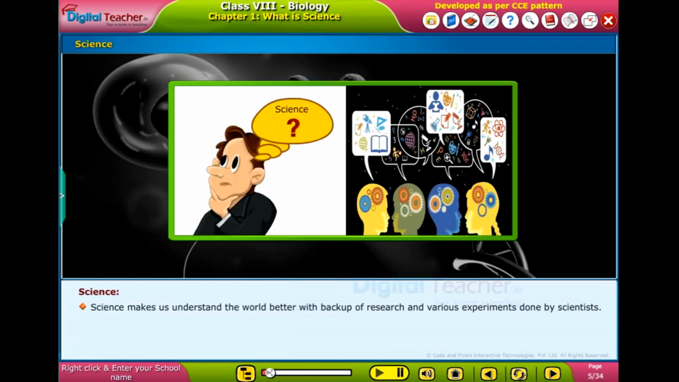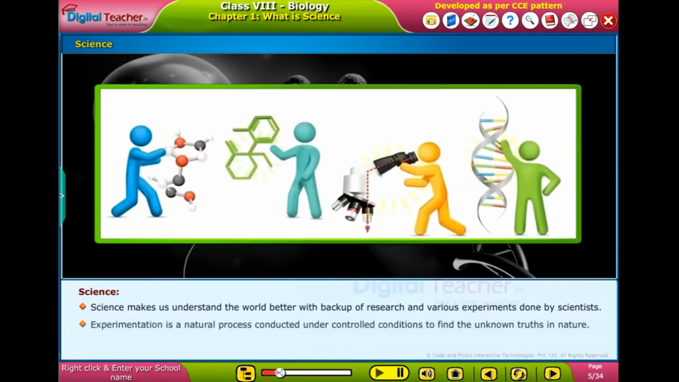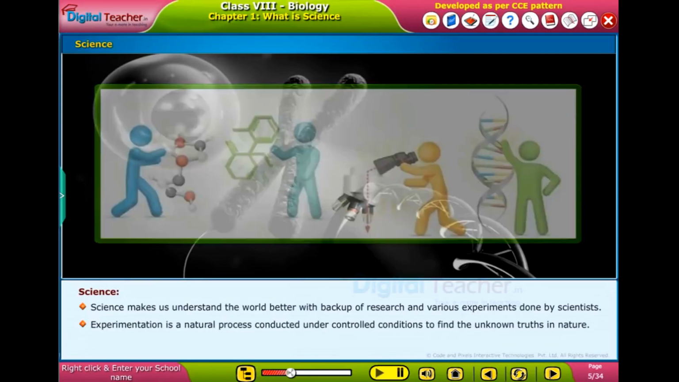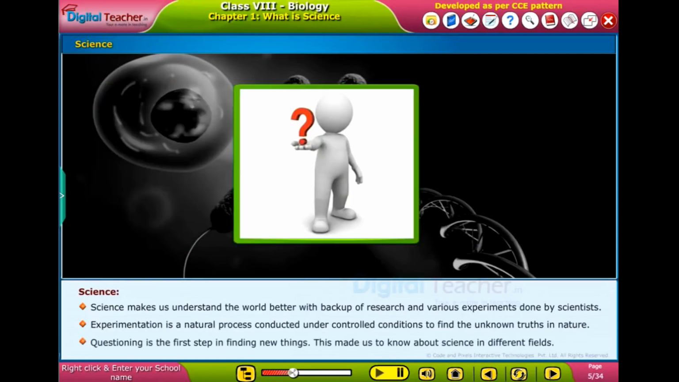Science makes us understand the world better with backup of research and various experiments done by scientists. Experimentation is a natural process conducted under controlled conditions to find the unknown truths in nature. Questioning is the first step in finding new things. This made us know about science in different fields.